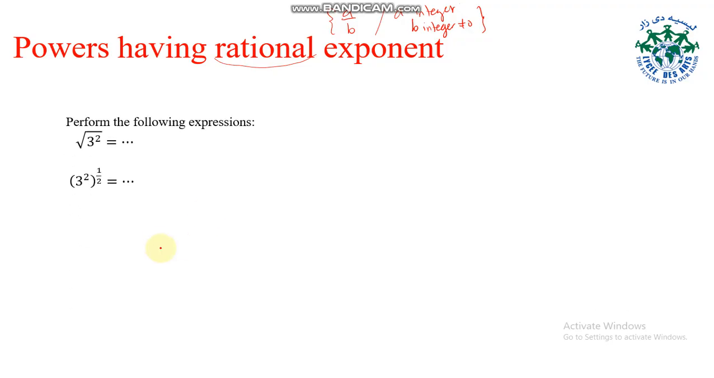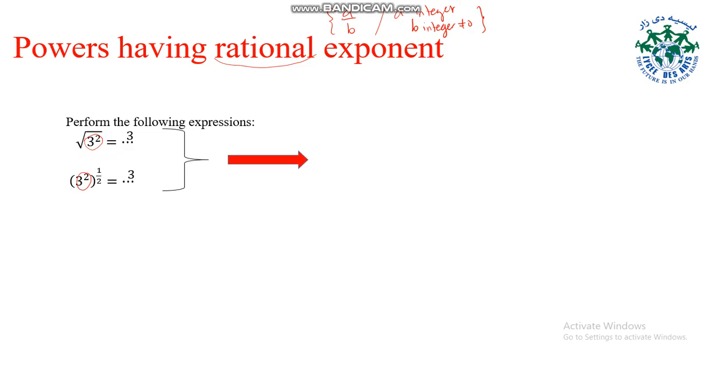Let's see this activity to understand the kind of radicals. Perform the following expressions. Radical 3 squared. All we know that radical 3 squared is 3. And also 3 squared, this is the same number. If we raise it to the power half, according to the properties of exponents and powers, we multiply 2 by half, which is 1, so it will be again 3 exponent 1, which is also 3. So ask yourself, what can you deduce from these two expressions?